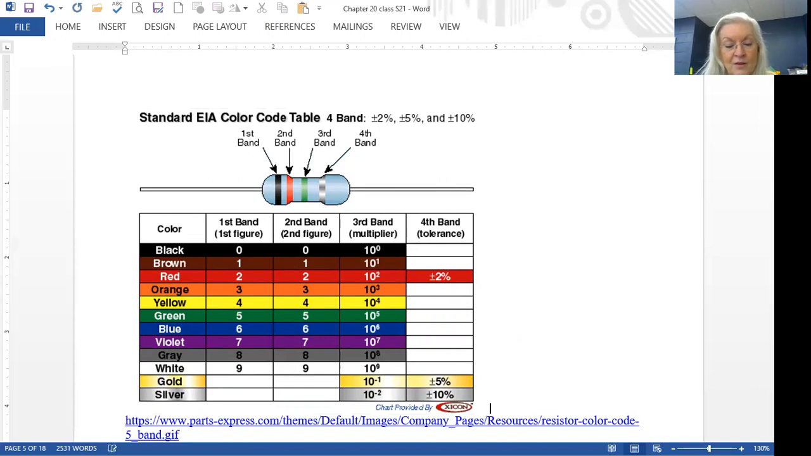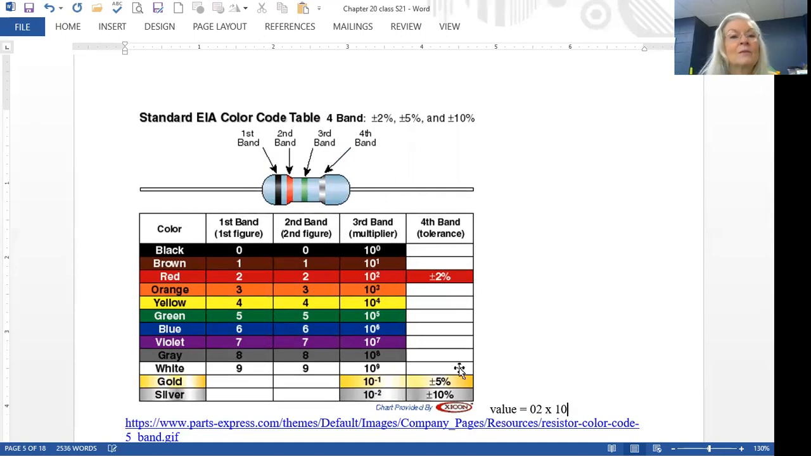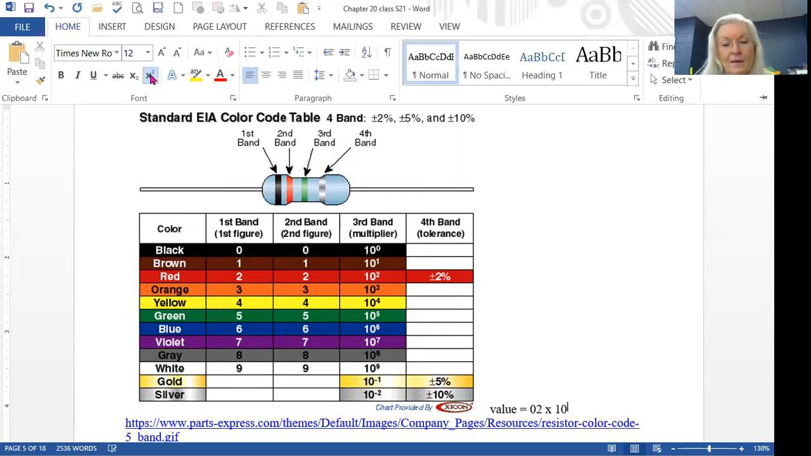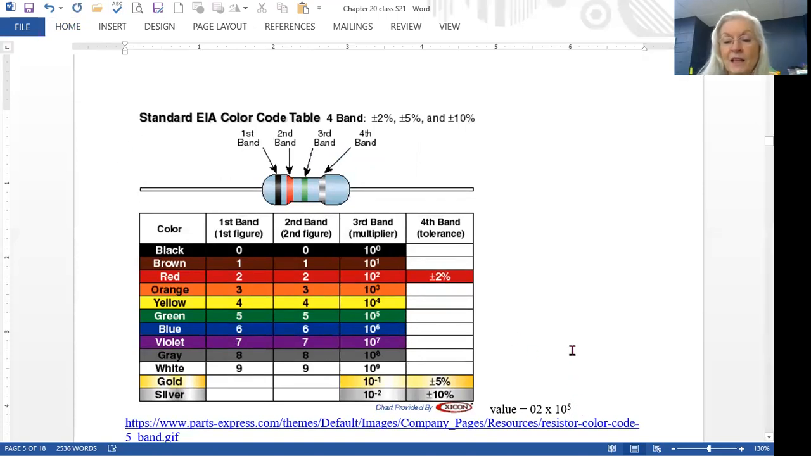So this value, 0, 2 times 10 raised to the 5th power. All right, so that would mean it is 2 times 10 to the 5th ohms, and it would be plus or minus 10%. So that's going to equal just 2 times 10 to the 5th ohms plus or minus 10%.